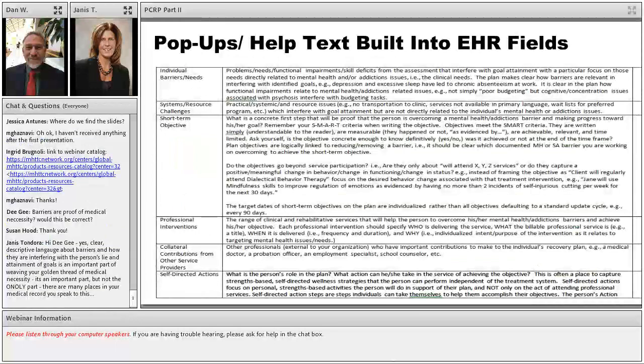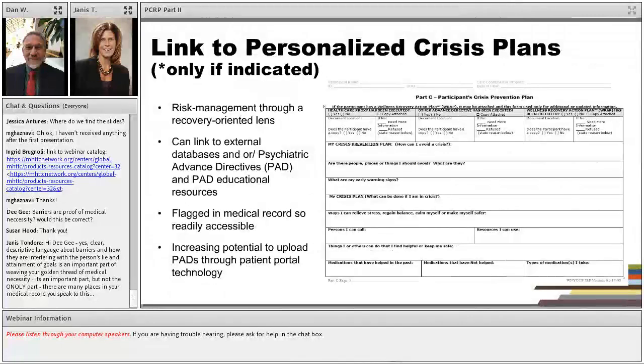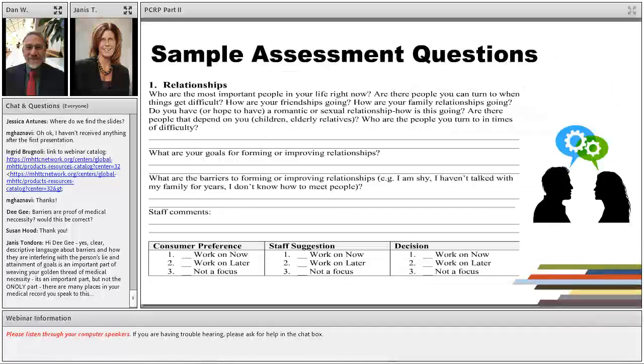Okay, so again, this is just the more extensive description of what the different elements we think they should contain. And again, for your reference, I recommend that you take the time to take a look at them when you can. This is just a sample of a personalized crisis plan that we actually pull in for reference, so it's readily able to be integrated into the overall recovery plan.